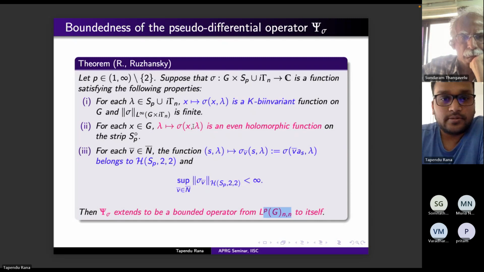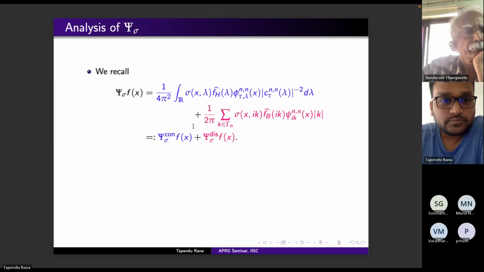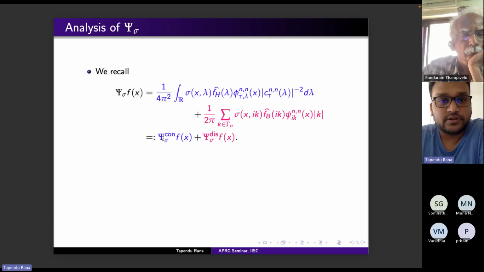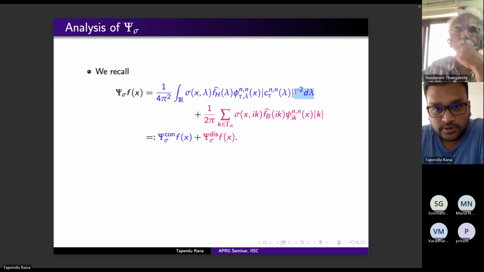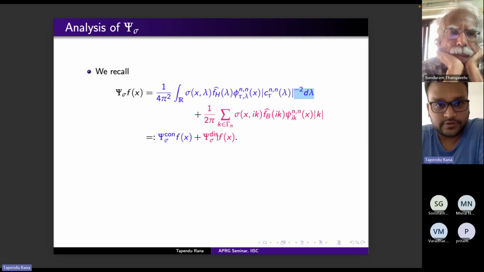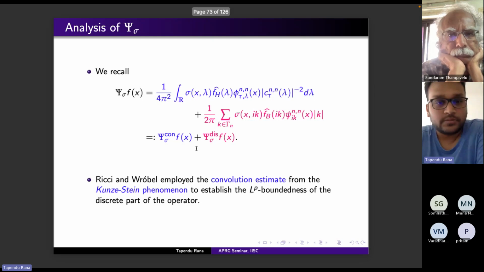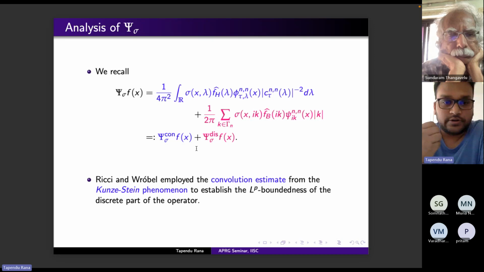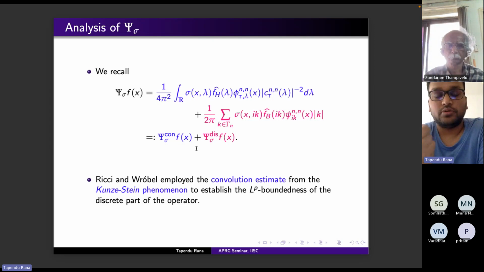All right. So to study this boundedness property of psi sigma, first let us recall that we can write it as two parts, a continuous part and a discrete part, and each of these operators requires a different analysis to prove their boundedness. In the case of the multiplier setting, what Ricci and Rubin actually use is the fact that you can write the multiplier operator as a convolution operator. And in this semisimple Lie group setting, we have this amazing Wiener-type phenomenon, which helps to get an estimate of a convolution operator.